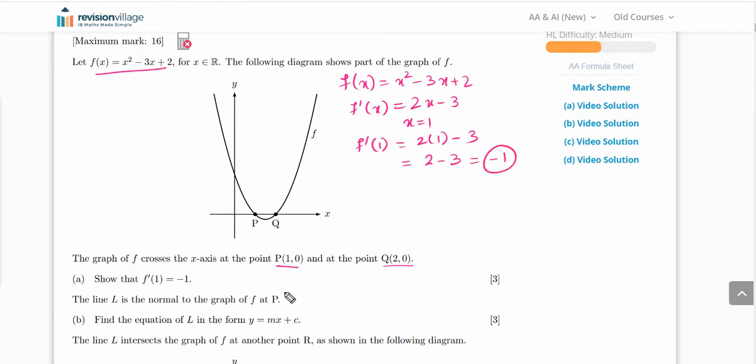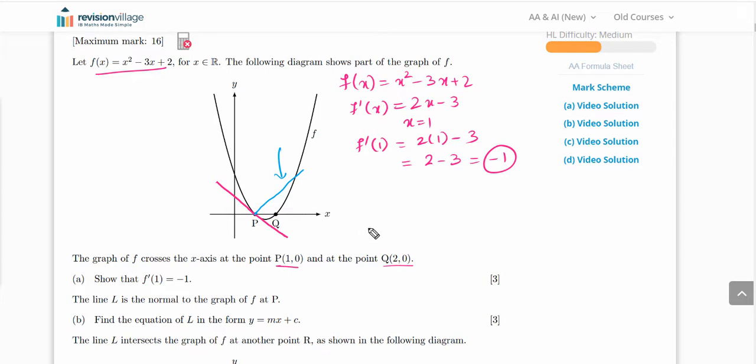So that's the answer. Now in the next part, it says the line L is normal to the graph of f at P. Find the equation of line L in the form y equals mx plus c. So they are talking about this line that is normal at P. So let's suppose we draw a tangent at P. So that's the tangent line at P. And we have to work out the equation of the line that is normal to this tangent line. So this blue line, we have to work out the equation of this blue line.